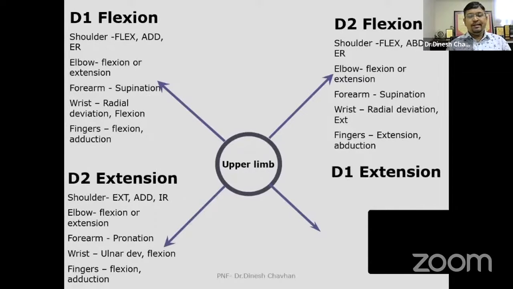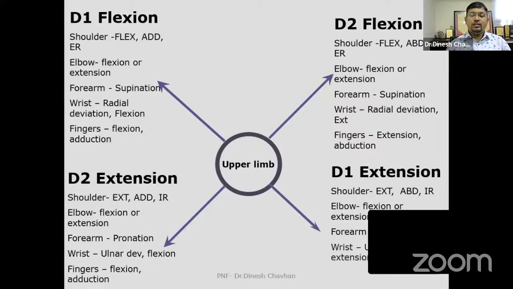So during D1 extension: shoulder extension, abduction, internal rotation. At the elbow, flexion or extension. At the forearm, pronation. At the wrist, ulnar deviation and extension. At the finger, extension and abduction.